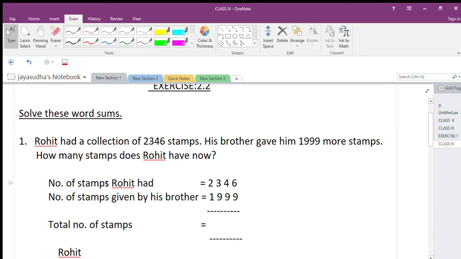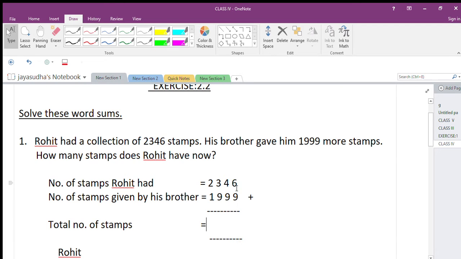Listen, number of stamps Rohit had. How many stamps Rohit had? 2346. And the number of stamps given by his brother. Who gave the other more stamps? His brother, Rohit's brother. How many stamps? 1999. So you want to find out the total number of stamps. Total number of stamps, you want to find out, means what do you do here? Add. Total number means you have to add.